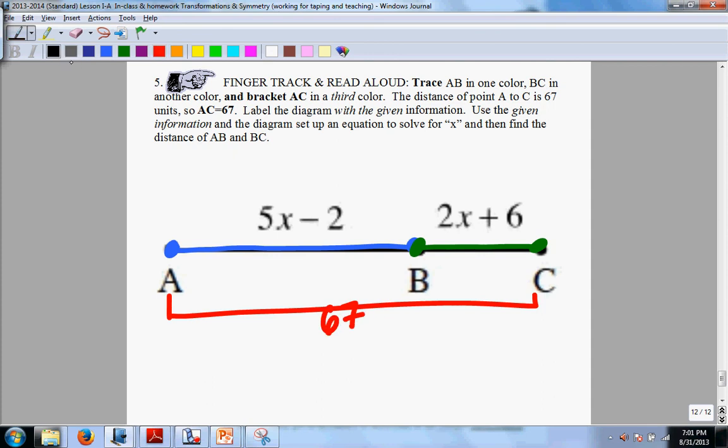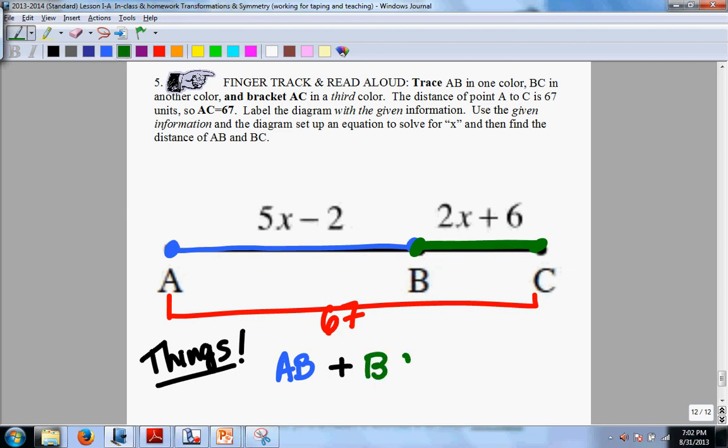I want you to get in the habit of thinking about things before you think about numbers. So taking a look here, ignore all the numbers in the equation. Let's just look at the colors in the segments. We see that the distance of A to B, so we do that by writing just AB, that means the distance between, that's the blue, plus the distance B to C equals the whole distance A to C.